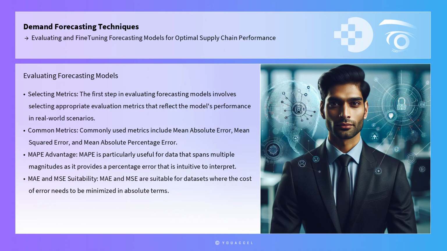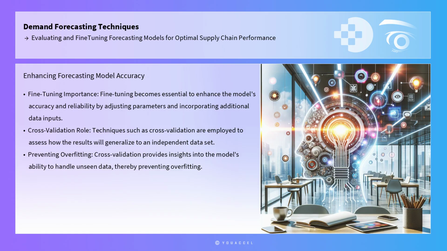For instance, MAPE is particularly useful when dealing with data that spans multiple magnitudes, as it provides a percentage error that is intuitive to interpret. Conversely, MAE and MSE are more suitable for datasets where the cost of error needs to be minimized in absolute terms. Once the forecasting model is evaluated, fine-tuning becomes essential to enhance its accuracy and reliability.